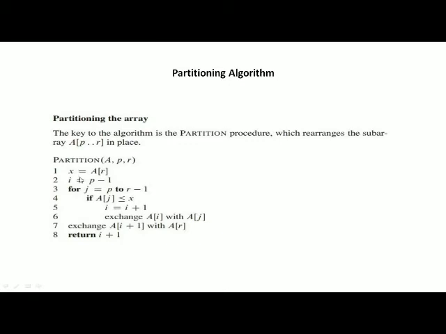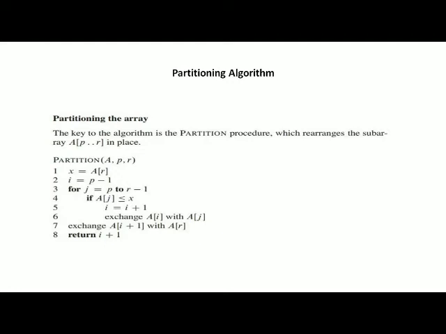Now in the second step, I is equal to P minus 1. P already is the start index, so 0 minus 1, I is equal to minus 1. In the third step, the loop will be for J is equal to P to R minus 1, where P is nothing but 0. So this loop is going to run from 0 to R minus 1.